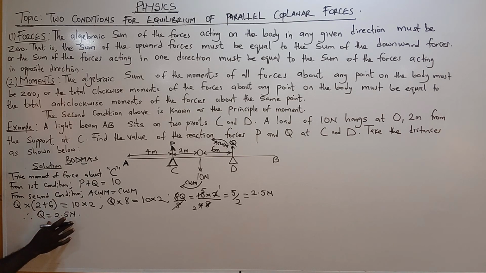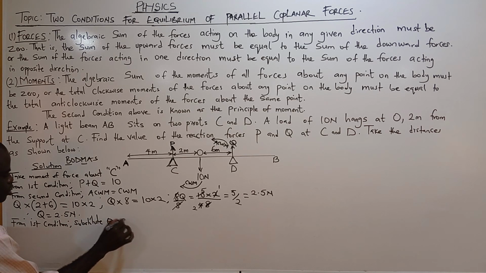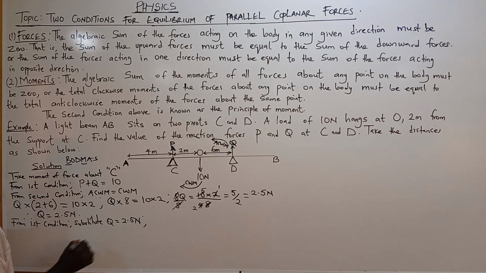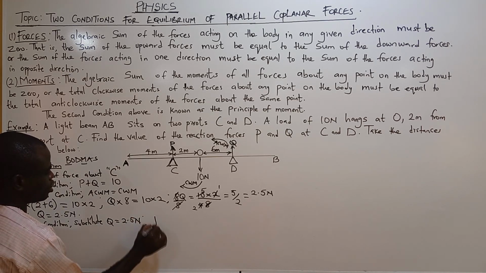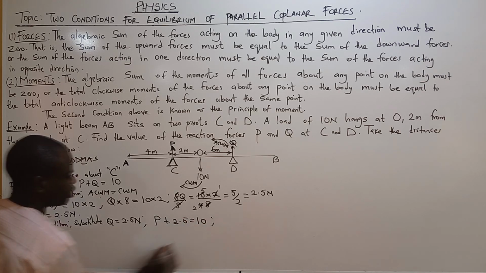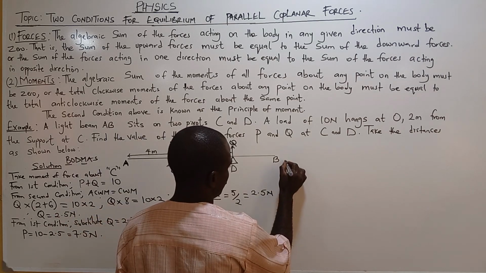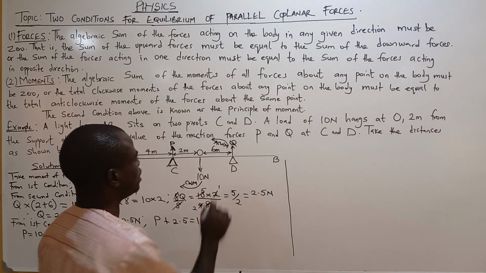Okay, from the second condition we got this. Now go to the first condition. Substitute Q equals 2.5 Newton. Because of that, we now have P plus 2.5 equals 10. Now you collect the like terms. P equals 10 minus 2.5 equals 7.5 Newton. This is when you are taking moment about C, but another student can take moment about Q.